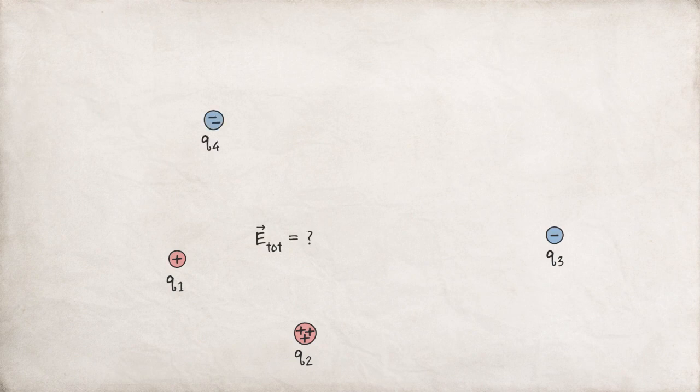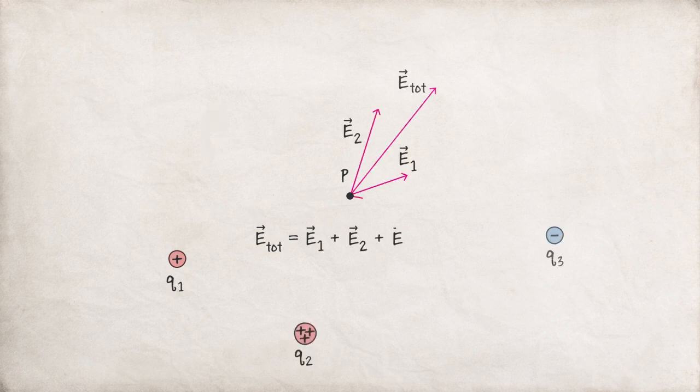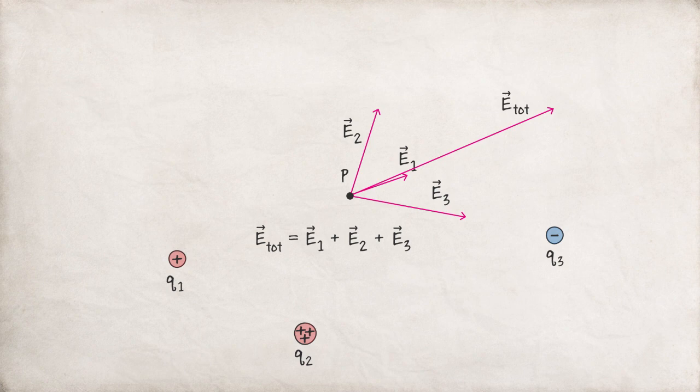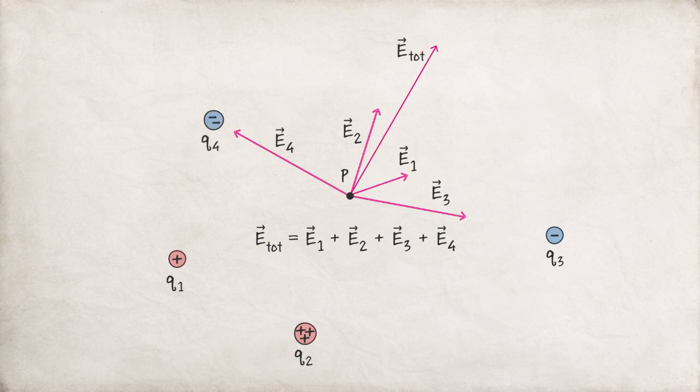Often, we encounter situations containing a distribution of charged particles. For example, suppose there are 4 charged particles. How do we find the total electric field due to all of these particles at some location P? At any location P, each of the point-like charged particles produces its own electric field. The total electric field is simply the vector sum of all the individual fields.